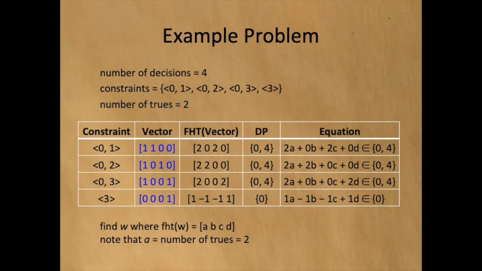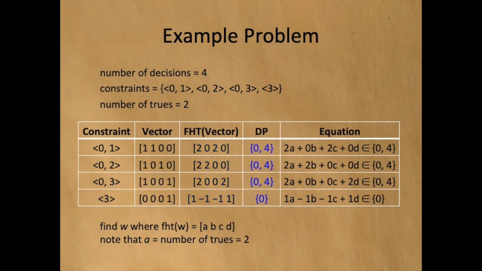The constraint 0, 1 corresponds to the vector 1, 1, 0, 0. The constraint 0, 2 corresponds to the vector 1, 0, 1, 0. The constraint 0, 3 corresponds to the vector 1, 0, 0, 1. And the constraint 3 corresponds to the vector 0, 0, 0, 1. The fast Hadamard transforms of those vectors are respectively 2, 0, 2, 0; 2, 2, 0, 0; 2, 0, 0, 2; and 1, minus 1, minus 1, 1.